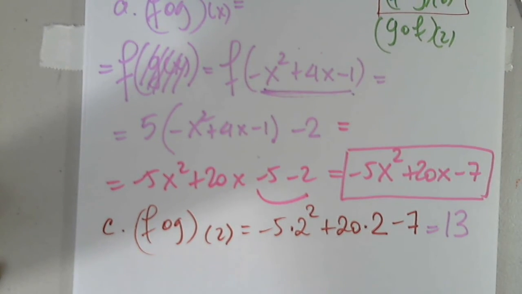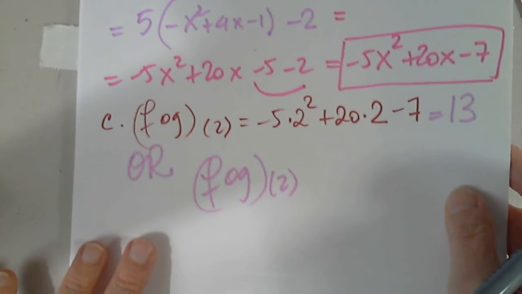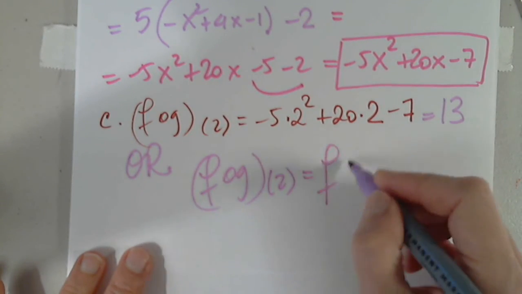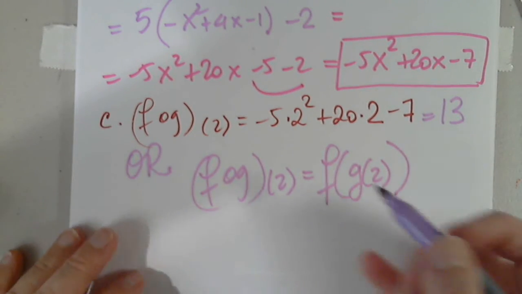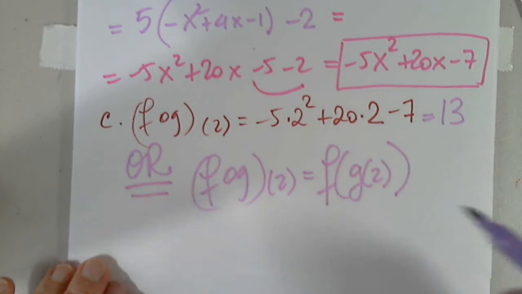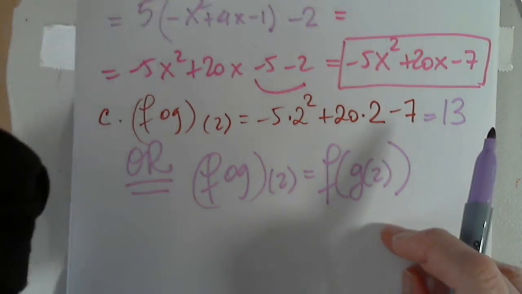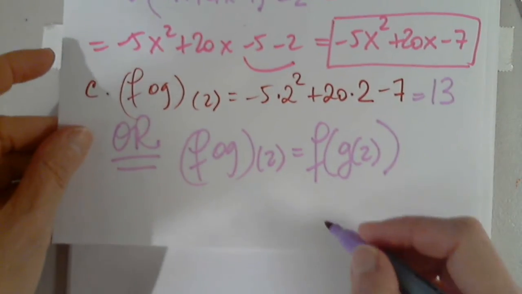Is there another way of determining this? Yes. Or I can do this. (f∘g)(2) is the same as f of g of 2. I didn't do this because I already had the function. What's the point? But let's see another way. I have to find g of 2. I have to plug in 2 in g.